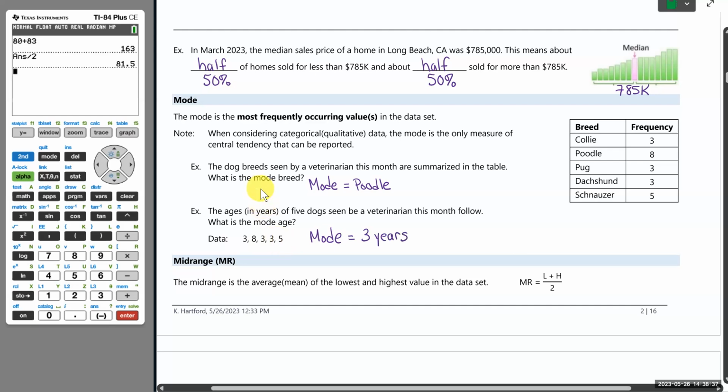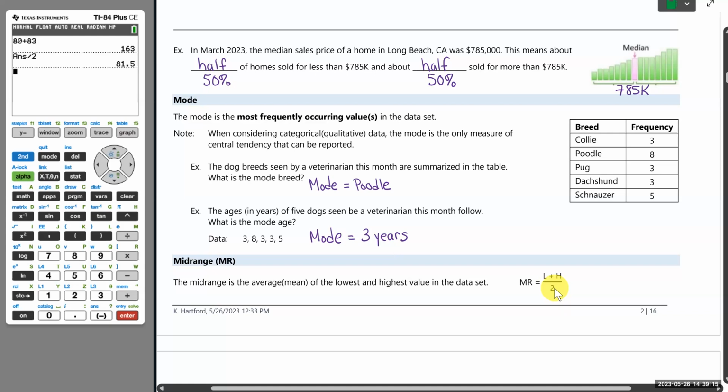So we just have to be careful to look at what they are asking. The difference there: mode breed, the table, the breed that occurs the most. Here, mode age, in that list, the age that occurs the most. And there you go, that's mode, the highest frequency occurring value. All right, one other measure of center is called the mid-range. The mid-range is just the average, the mean, of the lowest and highest value in a data set. And we just abbreviate it here, MR. So we just take the low plus the high, averaged by adding and dividing by 2.